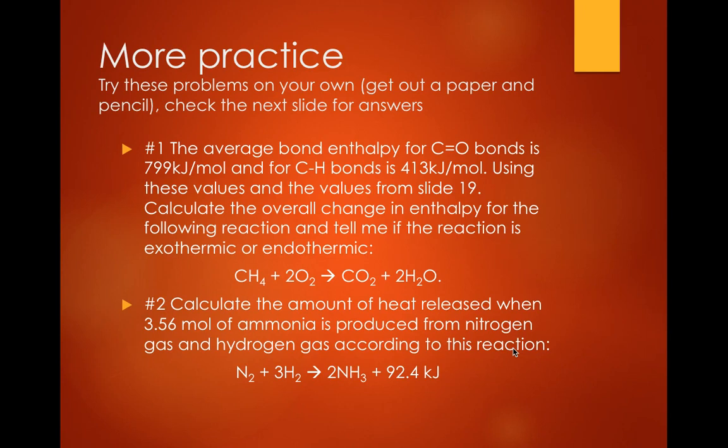Okay, so number 1, the average bond enthalpy for a carbon-oxygen double bond is 799 kilojoules per mole. And the carbon-hydrogen single bond is 413 kilojoules per mole. Using these values, and the values from slide 19, which is found in Thermochemistry number 1 video or on Google, I want you to calculate the overall change in enthalpy for the following reaction and tell me if the reaction is exothermic or endothermic.